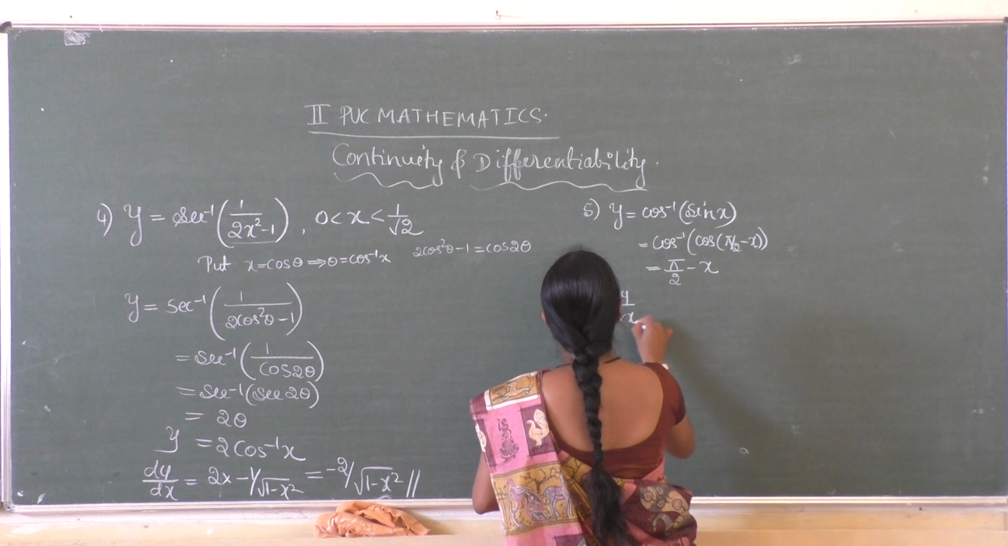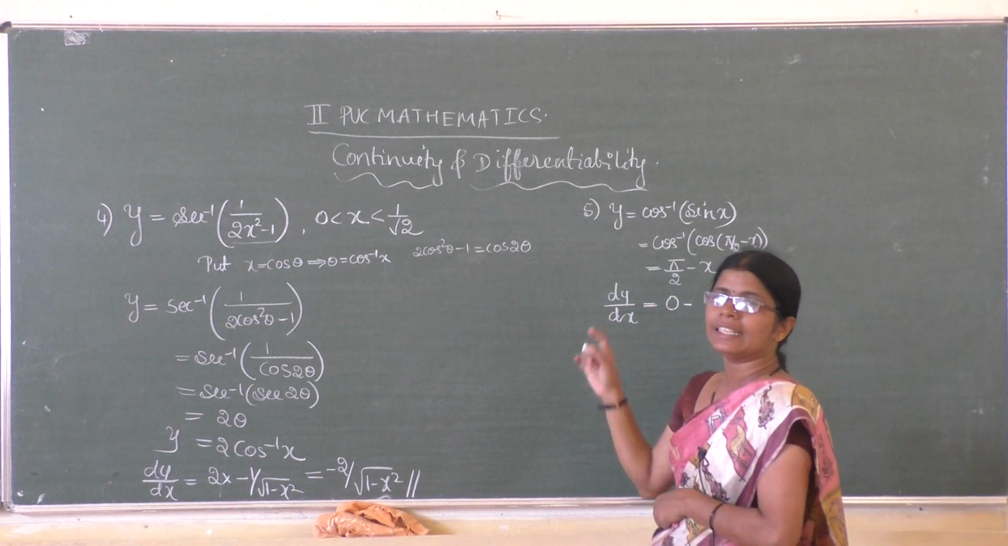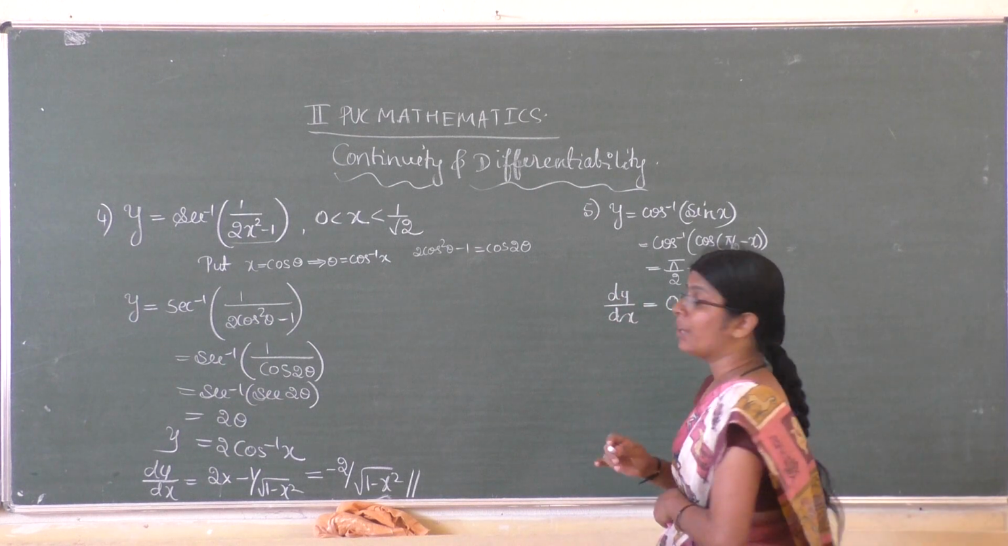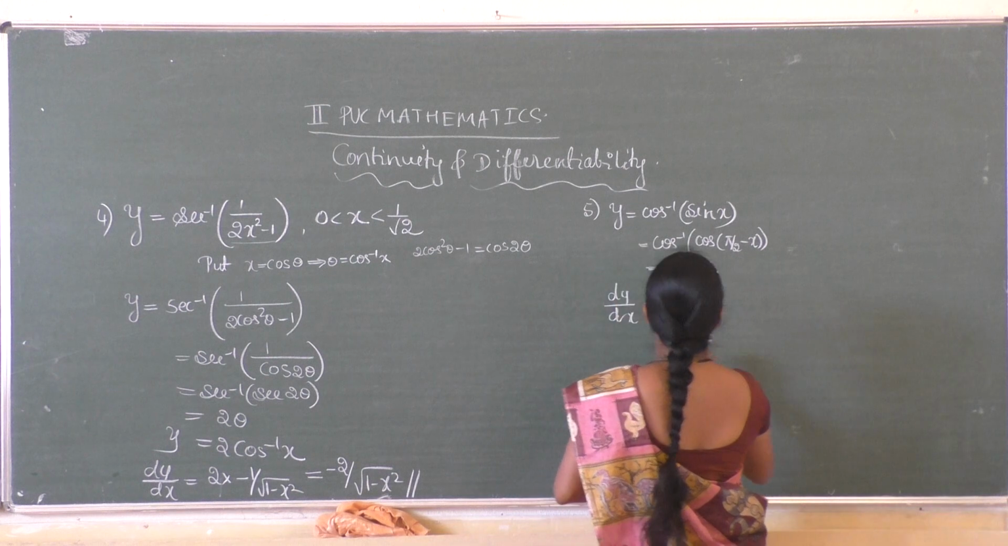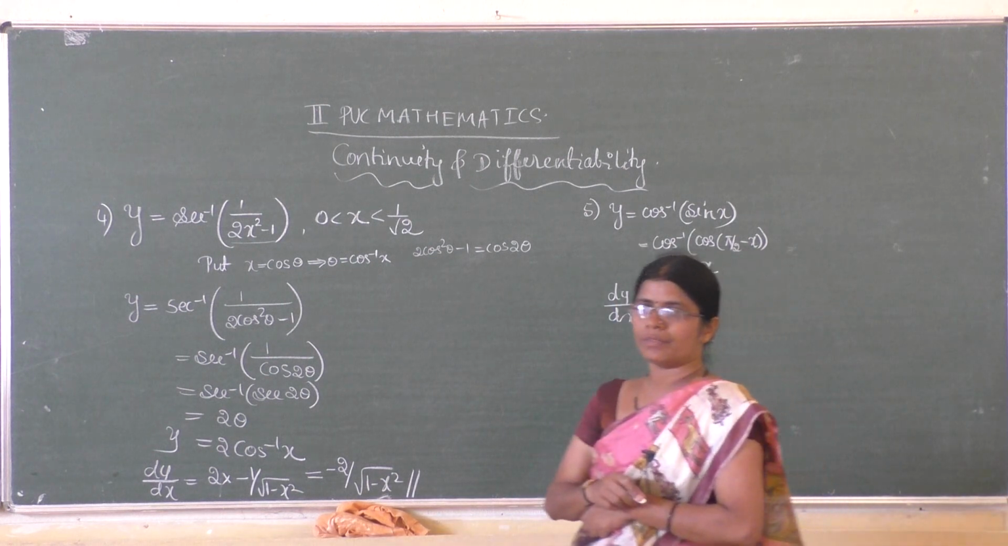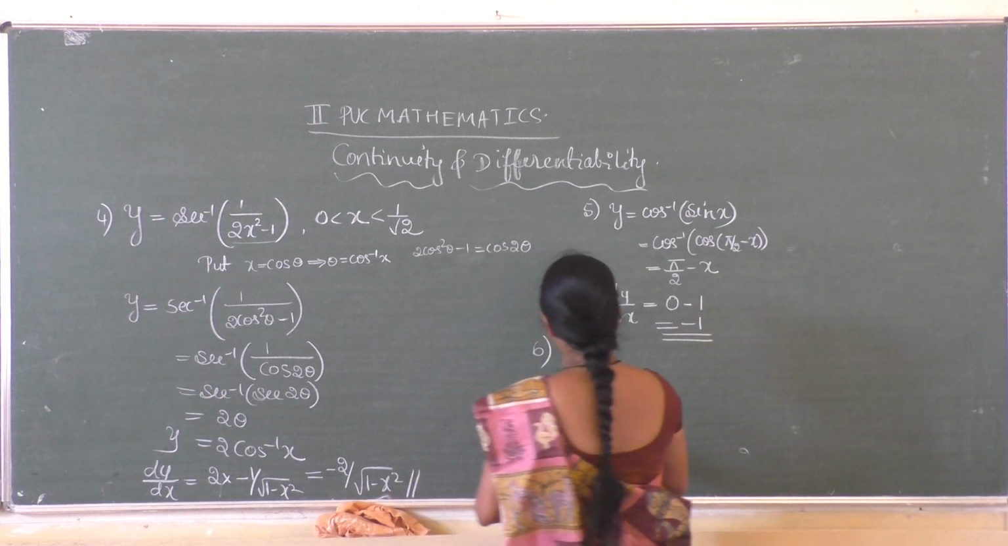Therefore, dy by dx is the derivative of pi by 2, which is a constant here, so the derivative is 0, and the derivative of x is 1. So you get here minus 1. Okay. Next one. These are all simple problems.